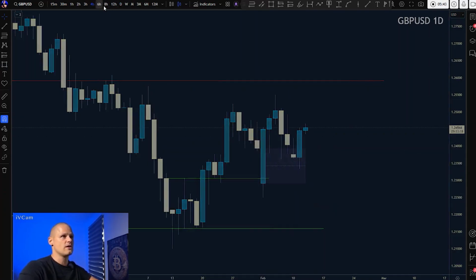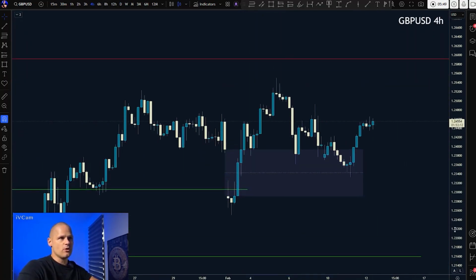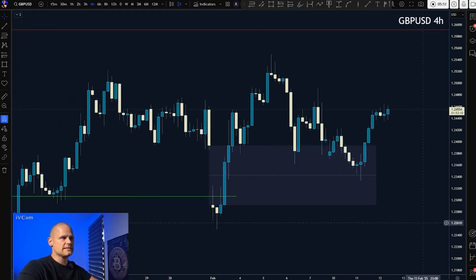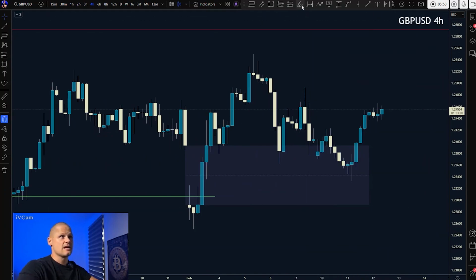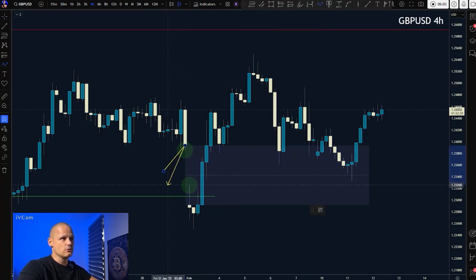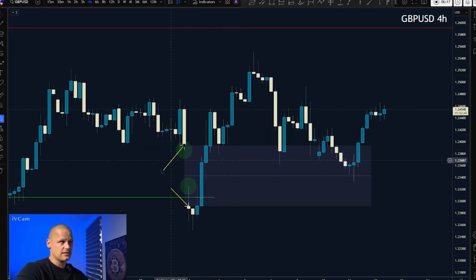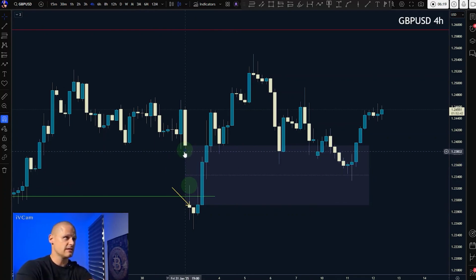Let's go to the 4 hours right now. Yeah, you see the gap. Now, this is very important. Many people make mistakes in drawing the gaps because they will simply draw it from this wick into this wick, but it's wrong. The gap has occurred from this close until this open, right? So be careful with that because it can confuse you and will not give you proper levels, right? So that's important. Let me delete this. We don't need this anymore right now.